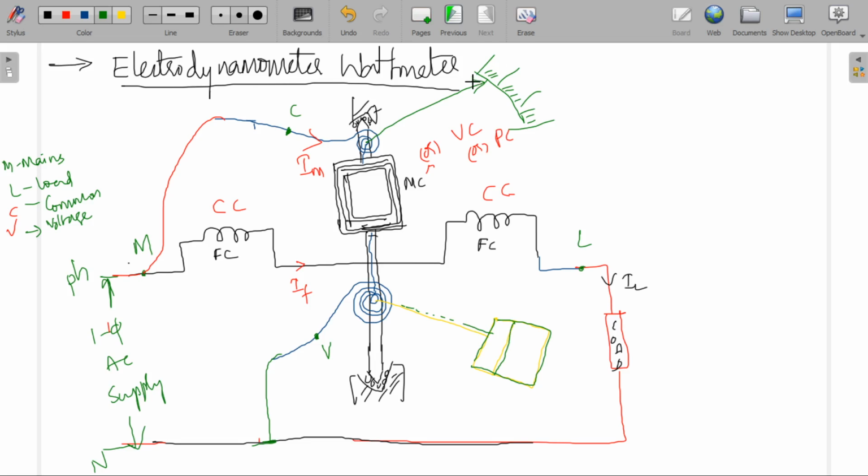Coming to scale and pointers, here we use mirror type scales and knife edge pointers, to avoid reading errors due to parallax.